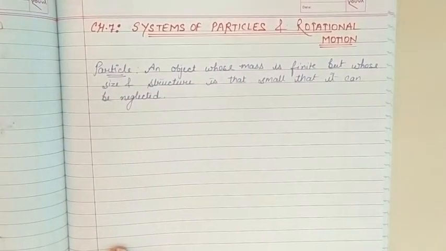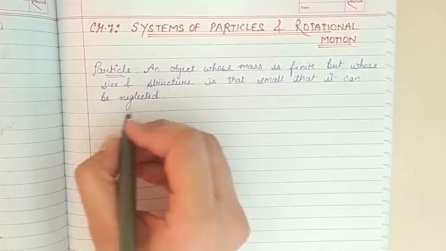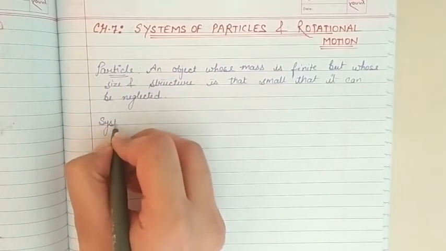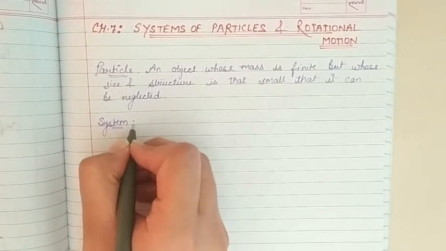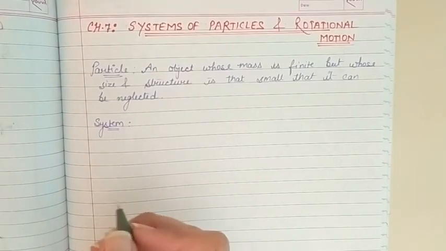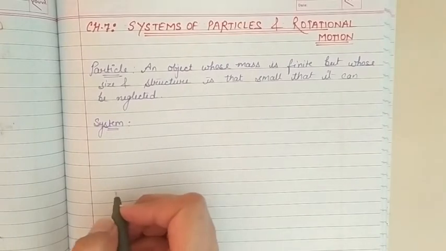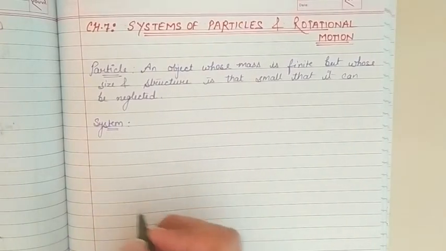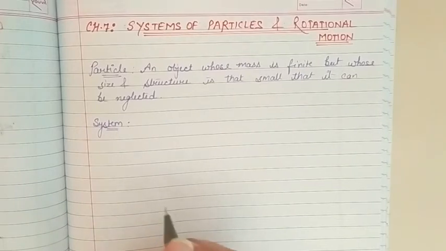Now as we get the concept of a particle, we have to define the term system of particles, or a system. Whenever we have a number of particles which are mutually interacting with each other, that is important. So a system is a collection of a large number of particles which mutually interact with one another. Only then we call it a system. If we have a number of particles but they are not interacting with each other, then we can't call it a system of particles.